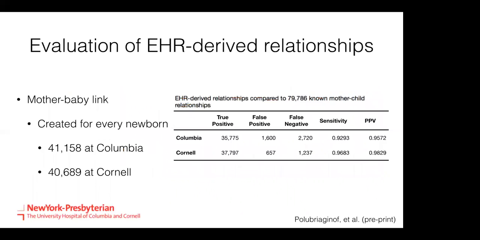So once we identified these relationships, we evaluated them using clinical data. Both at Columbia and Cornell, we have something called the mother-baby link. It is a link that is manually created by clinicians for newborns at the hospital. It links the baby's chart to the mother's chart, and it's used for clinical purposes. We have about 40,000 of those links in each one of the institutions, and we use these links as the gold standard to evaluate mother-child relationships. We achieved about 96% positive predictive value at Columbia and 98% at Cornell, which demonstrates that these relationships are actually real. But this only allows us to evaluate the mother-child relationships.